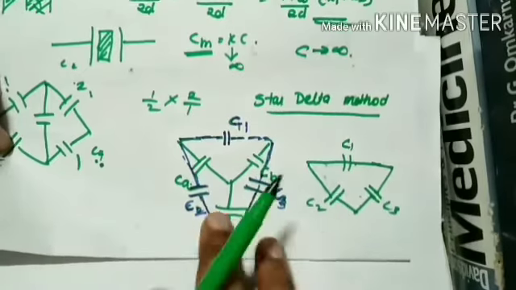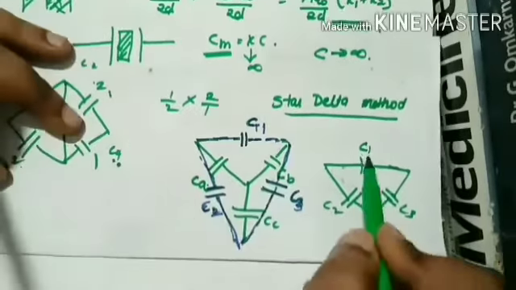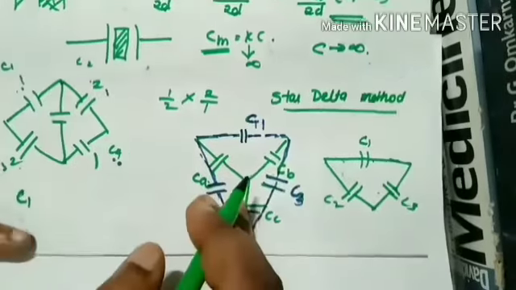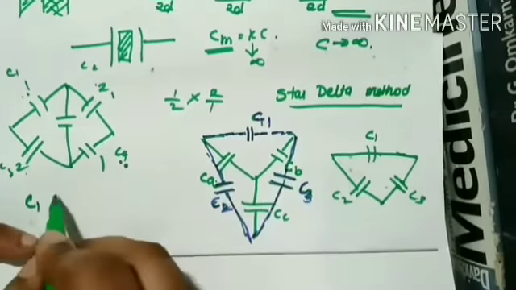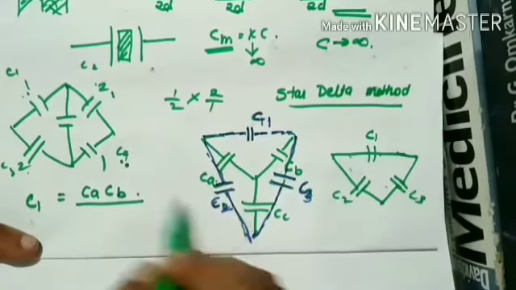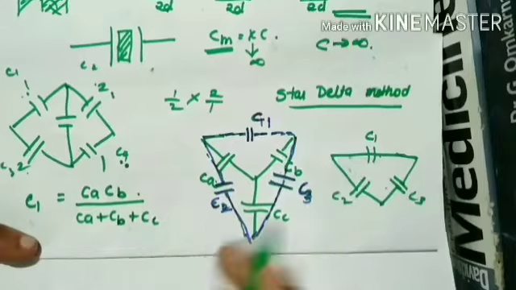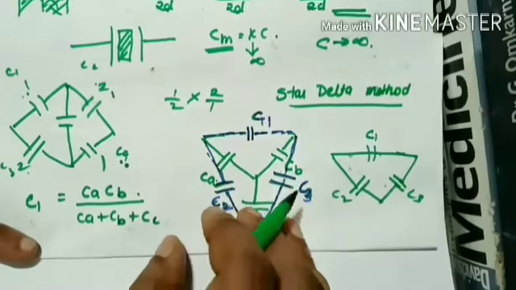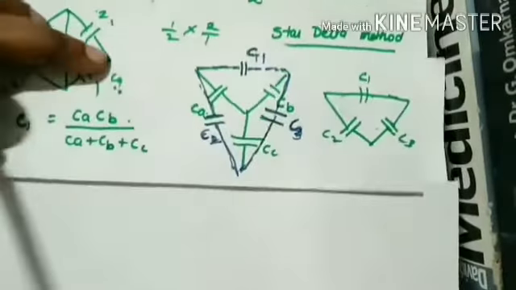Clear? So how can I find C1? C1's equation you can generate very easily. C1 is between CA and CB, so C1 is equal to CA into CB whole divided by the sum of all the capacitances, that is CA plus CB plus CC. Easy? Now what will be C3? Can you write it now?